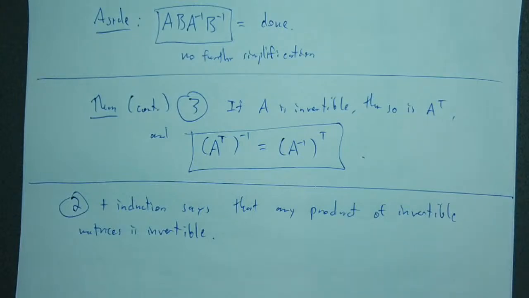Yekta is asking for an example of A not being invertible. Here's a really easy one, the zero matrix. The zero matrix, just literally the matrix with nothing but zeros, has no inverse. So the zero matrix has no inverse.